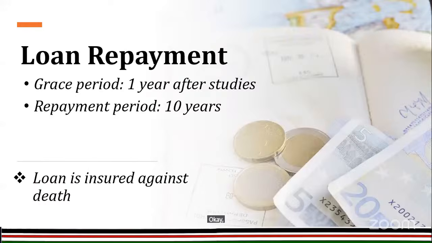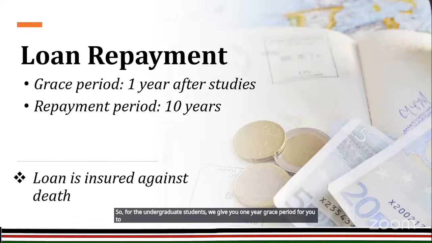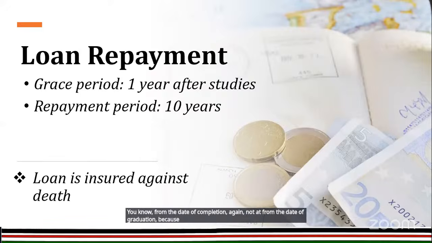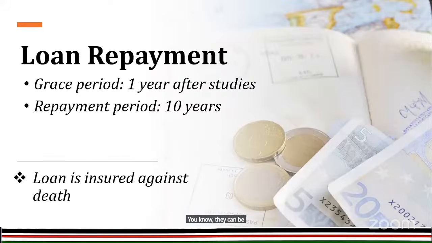Okay, so I have told you there is free money that the University Fund is offering. But also, there's this that I am talking about called the loan. The loan has to be repaid. For the undergraduate students, we give you a 1 year grace period for you to put your issues in order, from the date of completion. Not from the date of graduation, because quite a number of you think the date of completion and the date of graduation can be wide years apart.